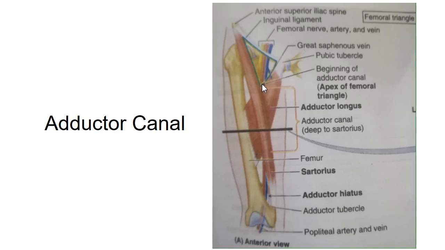So adductor canal starts from apex of this triangle and extends up to the adductor hiatus in the tendon of adductor magnus muscle. This is adductor hiatus. Adductor canal extends from apex of femoral triangle up to this adductor hiatus. This area is showing the extent of adductor canal.